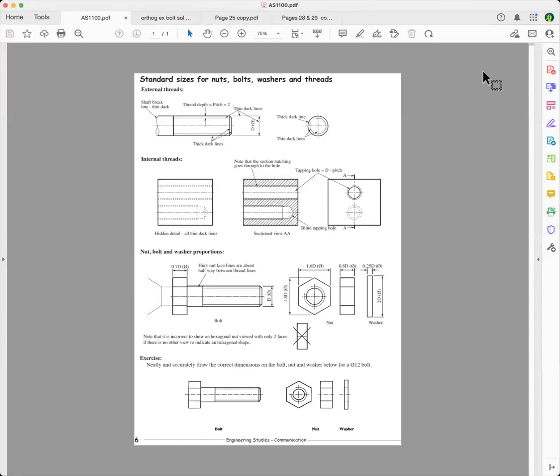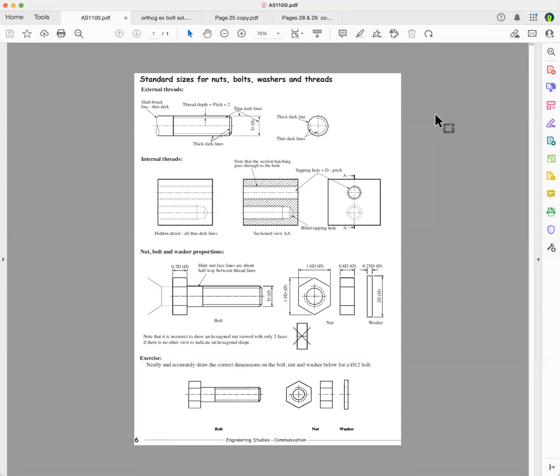Year 11. I'd like to just go over the AS1100 standards for bolts, nuts, and washers, and then I'll go through the exercise on page 25 and pages 28 and 29 of the Engineering Studies workbook. And Josh, just ask any questions as I go through. You can either type it in or you can just ask me.